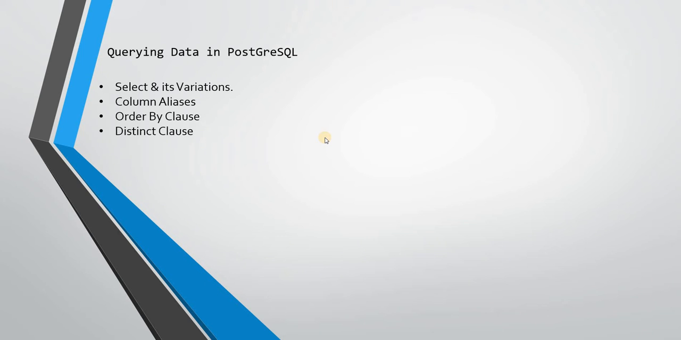So today basically we would be looking into the main select statement and its variation, then column aliases, order by clause, and distinct clause. Now, why I have taken this as the first session is because querying data in any database is very important, right? You store a lot of data in the database, but if you don't know how to get that data out or how to browse it, then it's of no use, right? So this is a session where I would show you how to query data in PostgreSQL server.